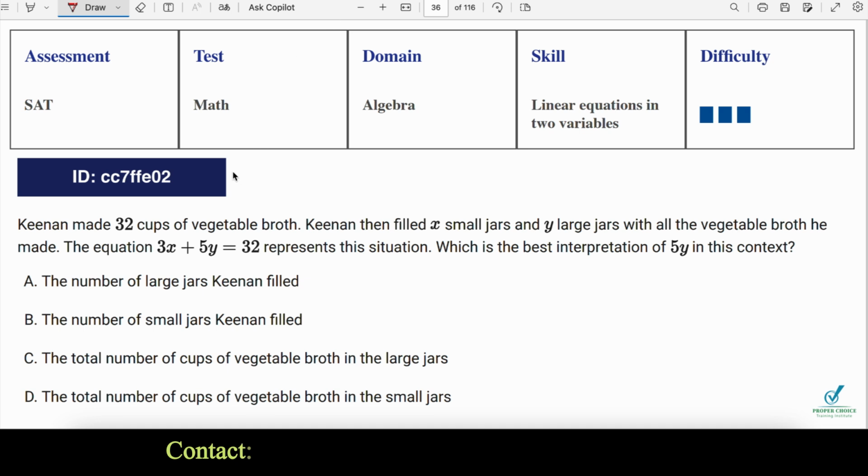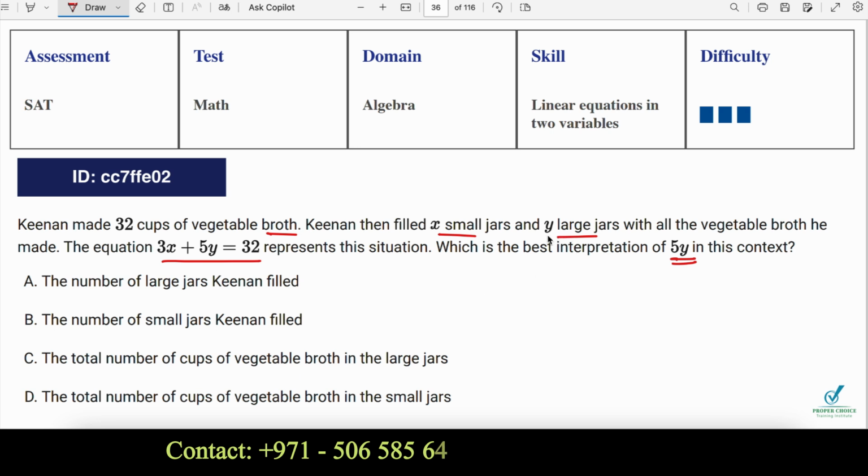So now let's continue with the question here. Kinan made 32 cups of vegetable broth. Kinan then filled x small jars and y large jars with all the vegetable broth he made. The equation 3x plus 5y equals 32 represents the situation. Which is the best interpretation of 5y in this context? They're asking us what is the meaning of this 5y, and options have been given.